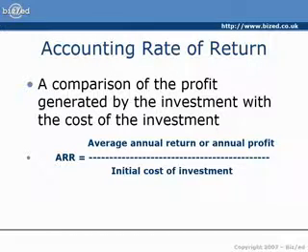Comparison of the profit generated by the investment with the cost of the investment. The formula is this: ARR equals average annual profit divided by the initial cost of the investment, multiplied by 100.